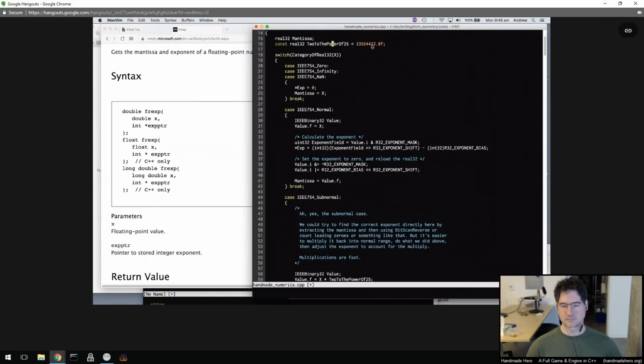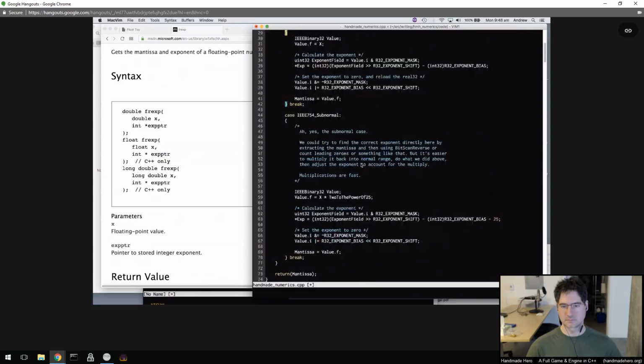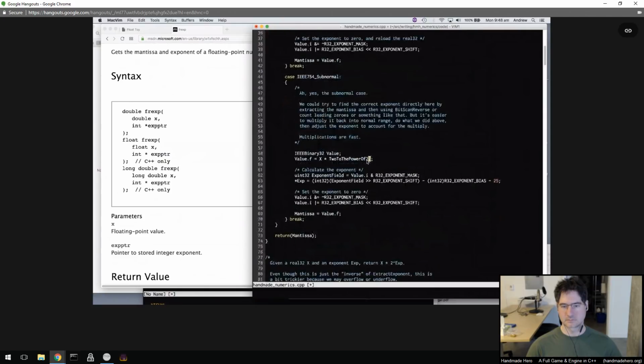So what we do here is pretty much exactly the same thing, except we multiply it by 2 to the power of 25 first. And then when we extract the exponent field, we just subtract off the 25. And then we set the exponent of this scaled number to 0, and that's how we deal with subnormal numbers in this case. Does that make sense to everyone?